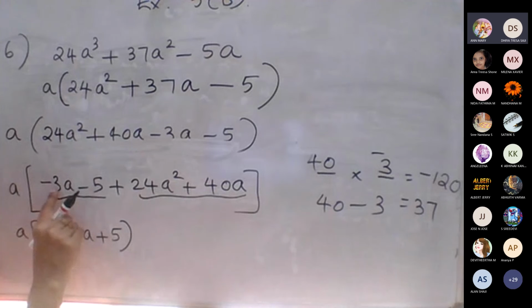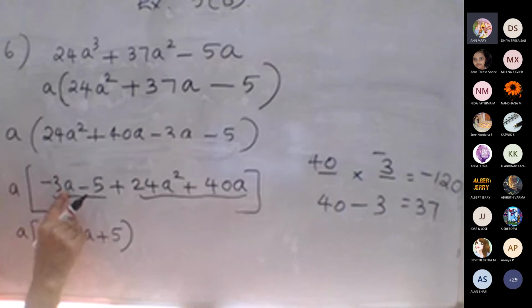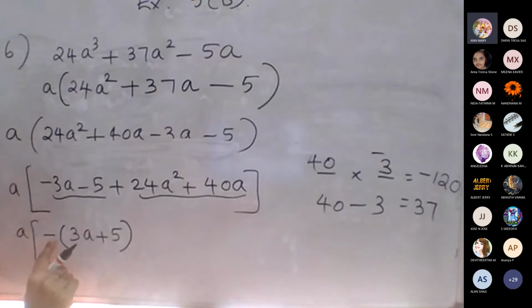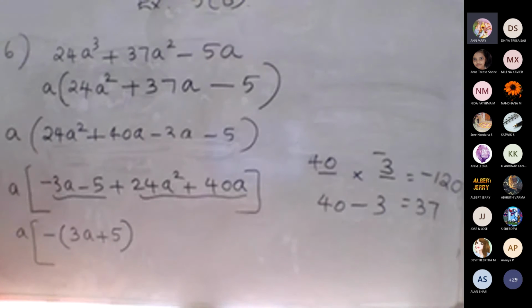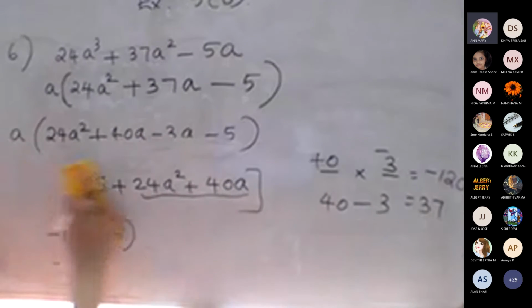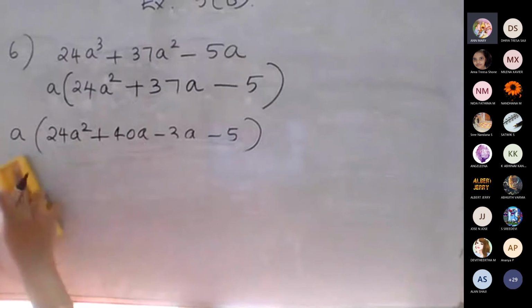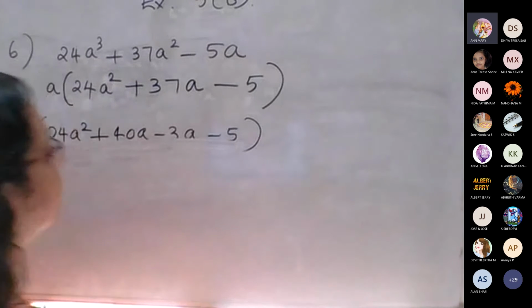If we change the bracket, we want to get negative 3A and negative 5. If we take negative common, negative into positive 3A is only negative 3A. Okay, again doubt. So I will go with your way itself.